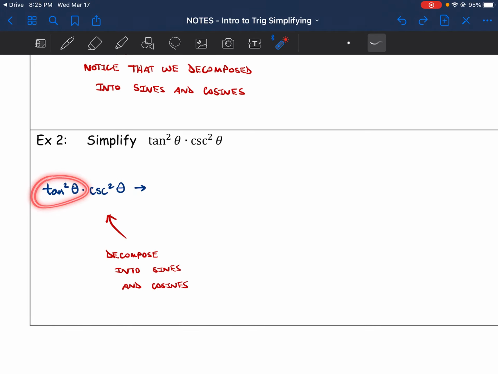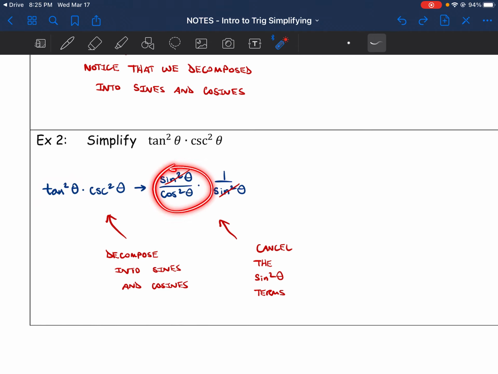Tangent squared, well, we know tangent is sine of theta over cosine of theta. So tangent squared is going to be sine squared over cosine squared. And cosecant, well, we know cosecant's the reciprocal of sine, so cosecant squared will be 1 over sine squared, which is what happened in this step. We got the tangent squared of theta turning into sine squared of theta over cosine squared of theta, and we have cosecant squared of theta turning into 1 over sine squared of theta. Notice these are multiplying. We have a sine squared theta in the numerator and in the denominator, so they will cancel each other out. All we'll have left is 1 over cosine squared of theta.